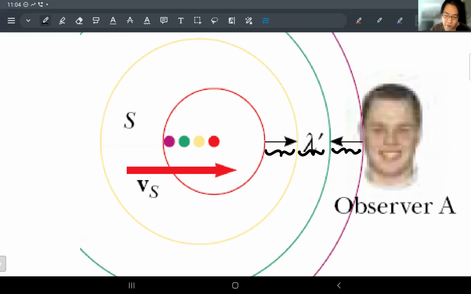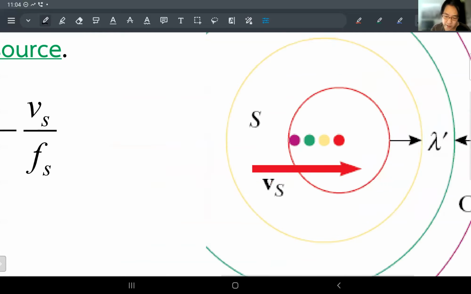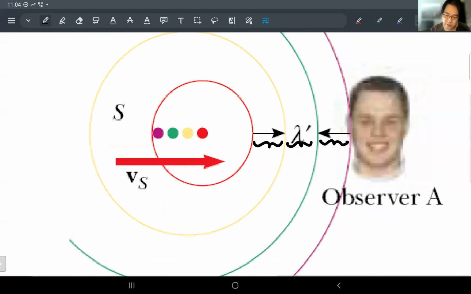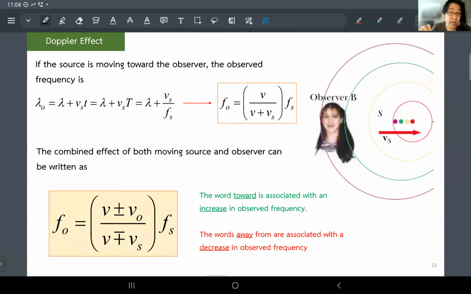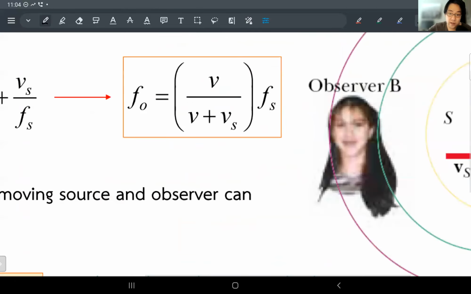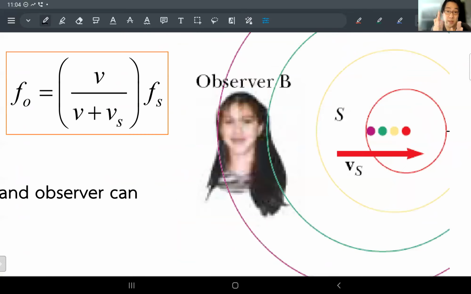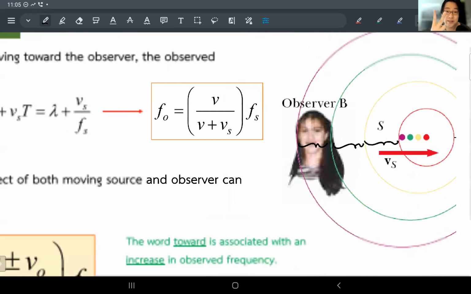On the other hand, if you're behind, I think I have another scenario here. If the observer stays behind the source, it means the source is running away from the observer. Of course, the separation between the wavefronts will get further apart than usual. So the number of hits that gets to your ear is going to be smaller, a lower frequency. So that's why the pitch is going to be down. The frequency will drop.